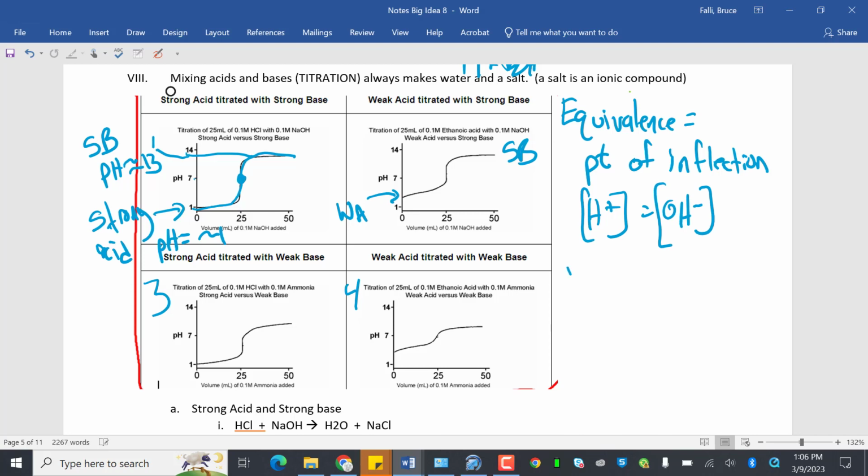The other part that's super cool is that halfway to equivalence is where pH equals pKa. On this one, see how the equivalence is at 25? At 12.5, if I could read this well, that would be the pKa of that acid. Now, this is a strong acid, so strong acids don't really have pKa's. But if I took a weak one, here's a weak one, and this is at 25, so at 12.5 it would be right here. If I could read it, that would give me my pKa.